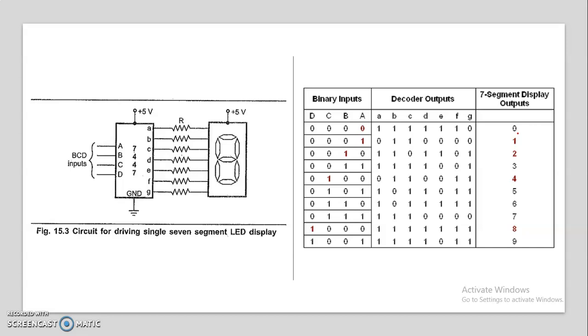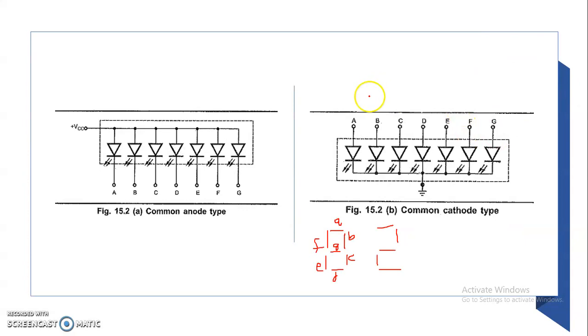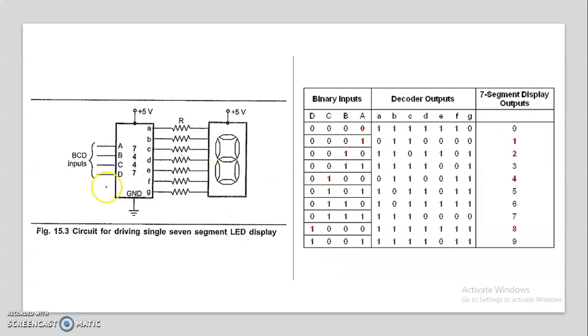Let me go back. This is the common cathode: the cathodes are connected together and connected to ground. Whichever LED you want to light, that segment has to be given 1. Here is the 7447, that is the BCD to 7 segment decoder. It is connected to the 7 segment display.